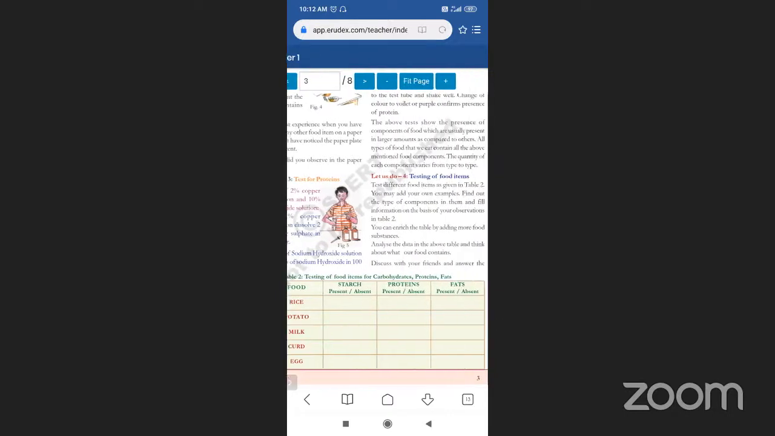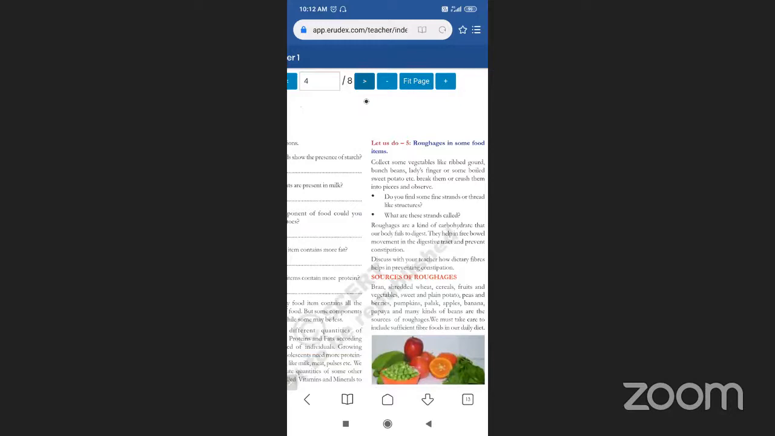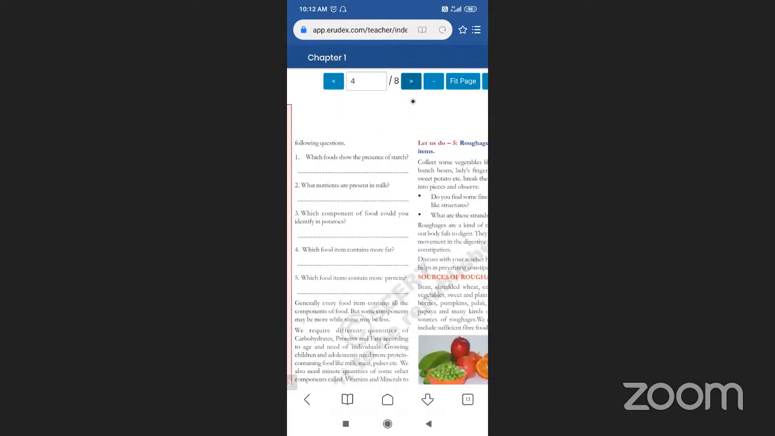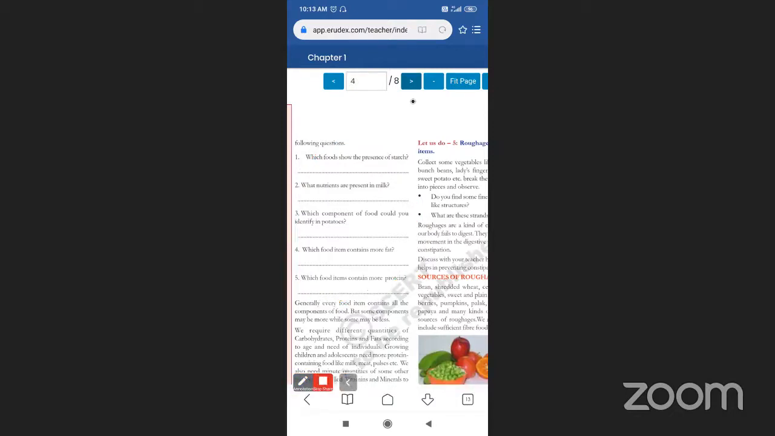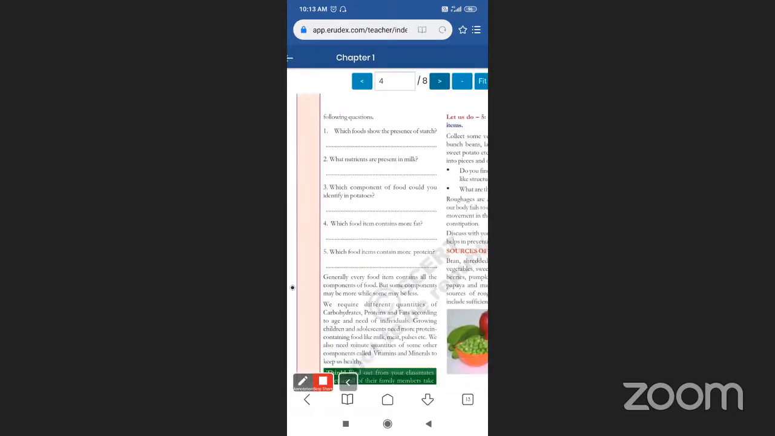Come to the next page. So here, in the continuation part, depending on the tabular column we filled, there are five different types of questions. You can copy these questions also in your notes, to answer the questions by following the tabular column. Now come to the continuation part.